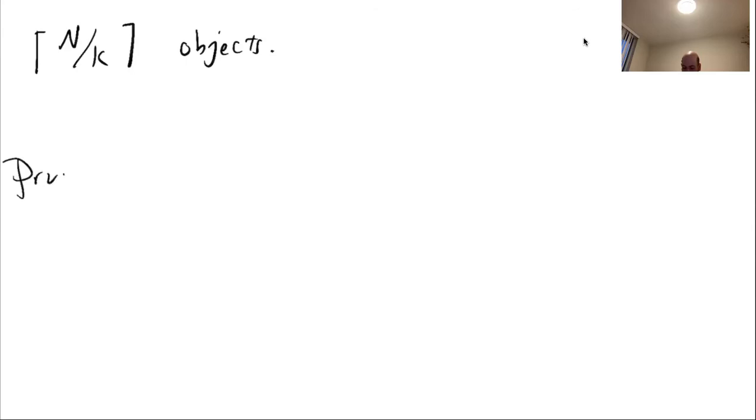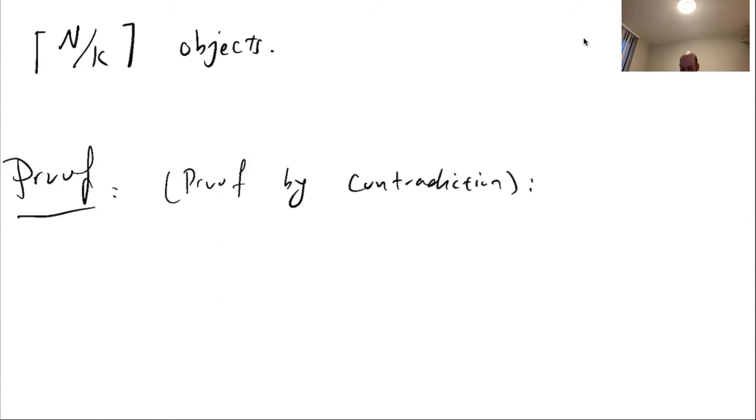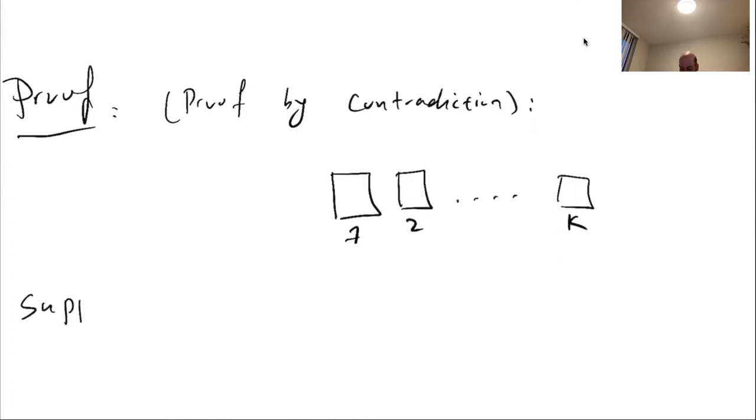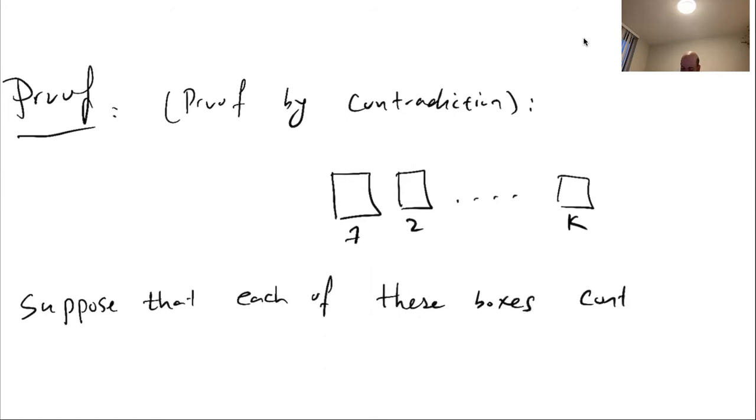Let's see how we can prove this. Proof, and proof by contradiction. We have k boxes, box number 1, box number 2, all the way to box number k. Suppose that each of these boxes contains at most ceiling n over k minus 1 objects.